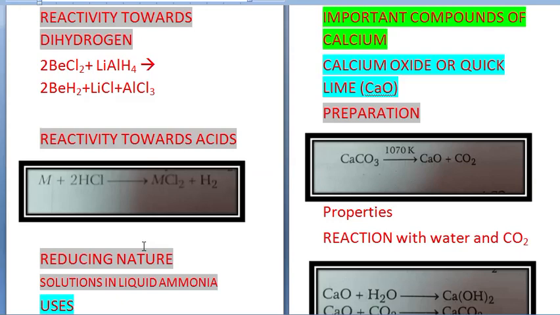Now, solutions in liquid ammonia. Like alkali metals, alkaline earth metals also dissolve in liquid ammonia to give a deep blue-black solution, forming ammoniated ions.